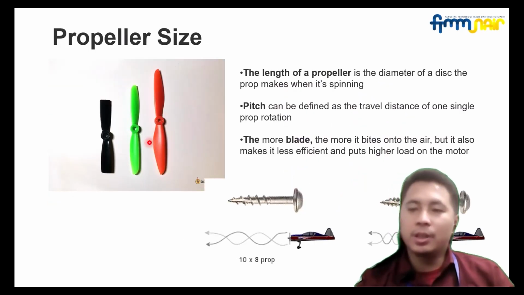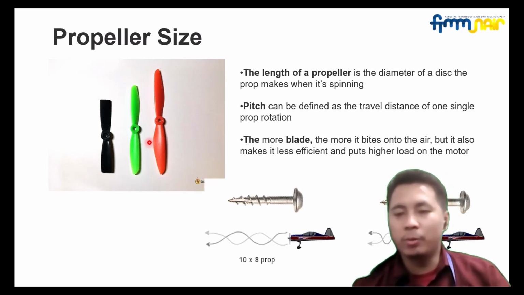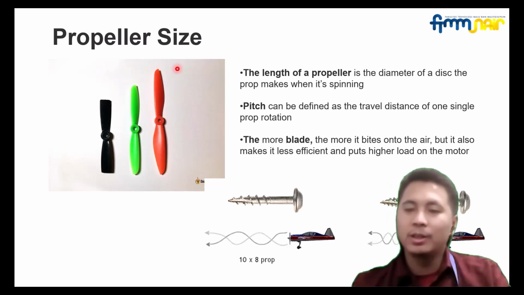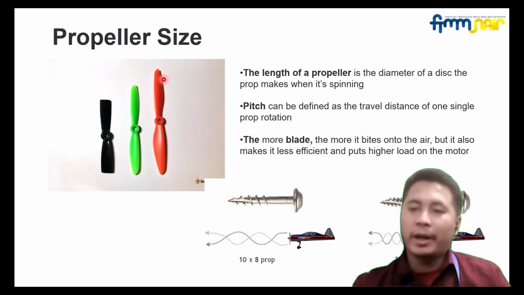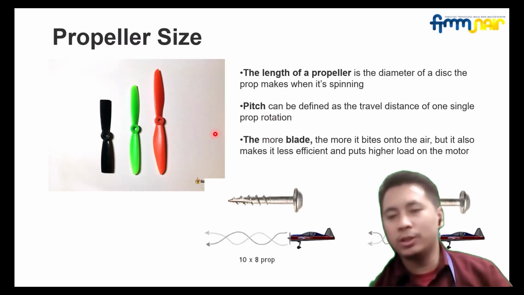And the propeller size: the length of the propeller is the diameter of the disc. For example, when it's rotating, it creates a circular area, the disc area, that it spins through. That is the length of the propeller. The pitch can be defined as the travel distance of one single prop rotation.